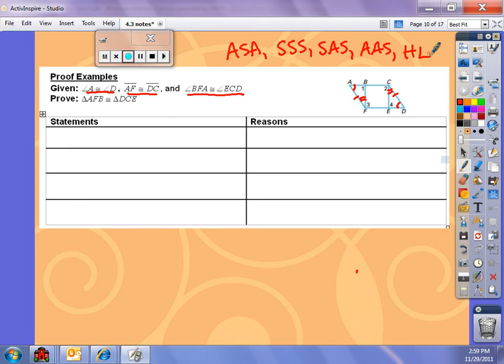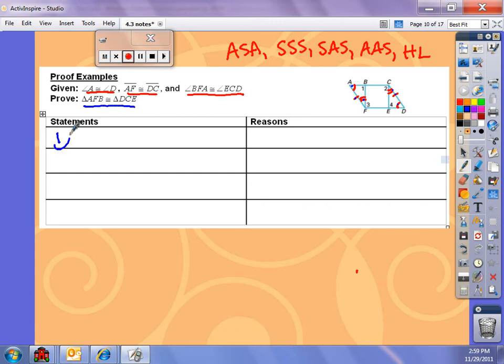When I look at the given information that I have right here, I can see that in each one of these triangles, I have corresponding angle, side, angle. So they both have those congruent pieces. So this is what we call a baby proof because all of the information we need to say that these two triangles are congruent is already given.